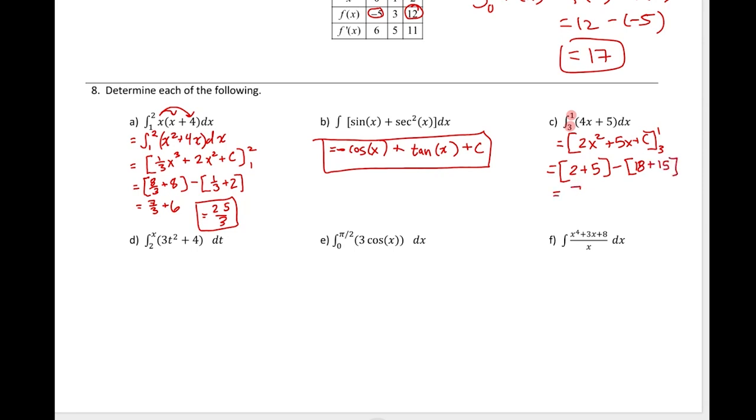So I get 7 minus, let's see, what would that be? 33. 33 minus 7 is going to be 26. So it's going to be negative 26.